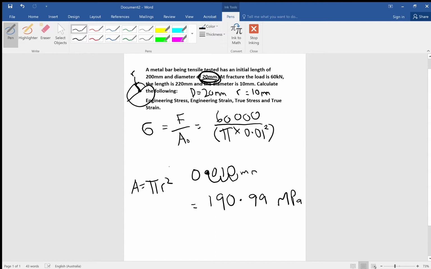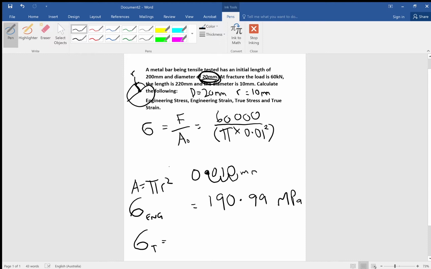So that is our engineering stress. Okay. So all we did was divide by the area before it's deformed by being stretched. Okay. So that's our answer. Okay, now if we want to work out our true stress, what do we need to do?